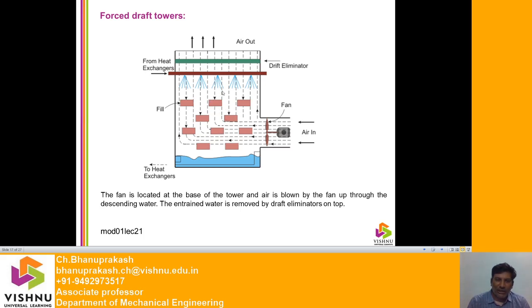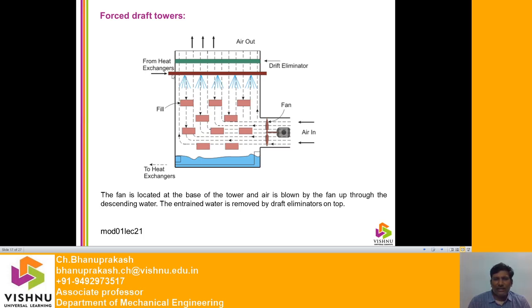When the air moves in this direction, the air absorbs the heat from the water by convection currents. When the air flows through here, it goes out. When it is released to the atmosphere, it moves through the drift eliminator. In the earlier lectures we discussed very clearly what the drift eliminator does: it removes the water particles that are there in the air. The remaining components were also discussed clearly in earlier lectures.